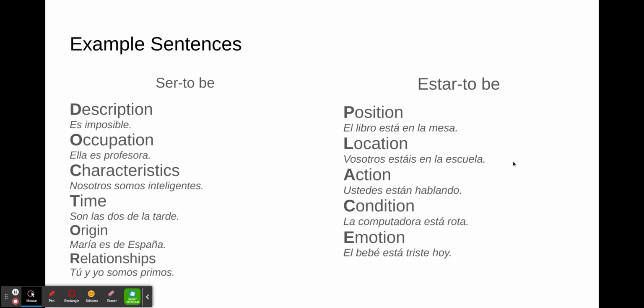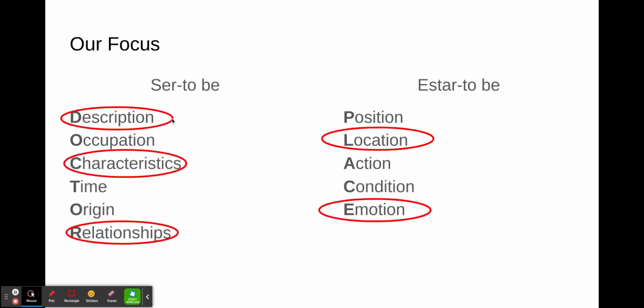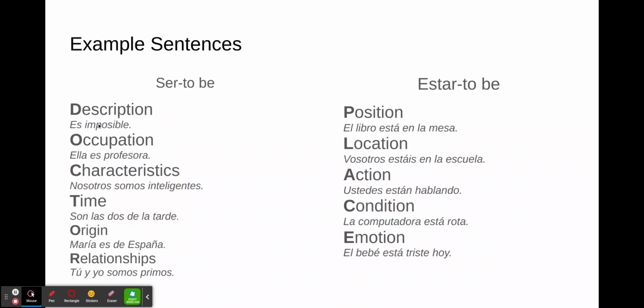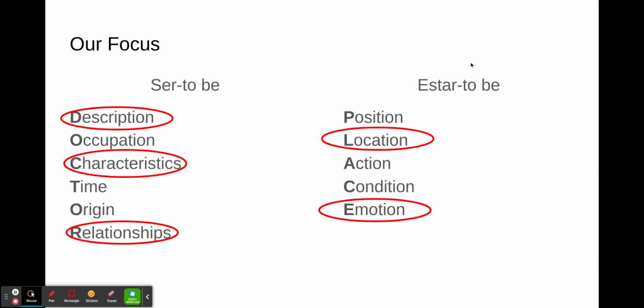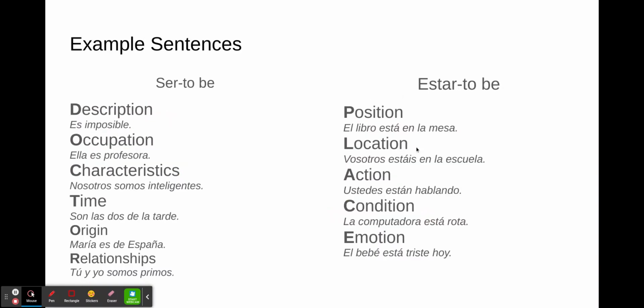Now that we've seen a few examples, let's see which ones we will be focusing on this year. We will be focusing on description, characteristics, and relationships this year for the verb ser. So things like es imposible, nosotros somos inteligentes, tú y yo somos primos. And with estar, we will be focusing on the location and emotion. For example, vosotros estáis en la escuela, and el bebé está triste hoy.